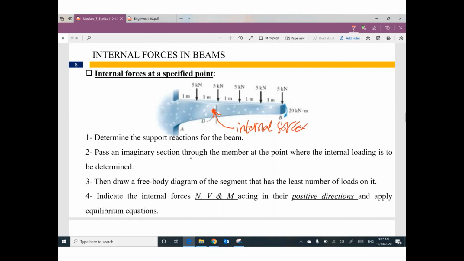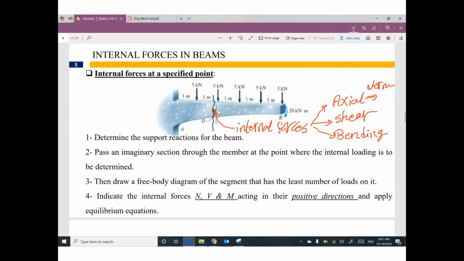Does anybody remember the types of internal forces? We have three types. Probably we have axial force, probably we have shear force, probably we have bending moment. Sometimes we call axial force normal force. So I'm looking for the internal forces at this location.